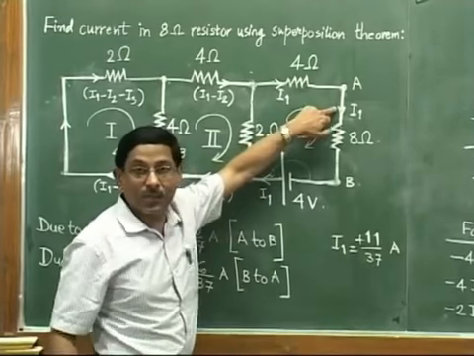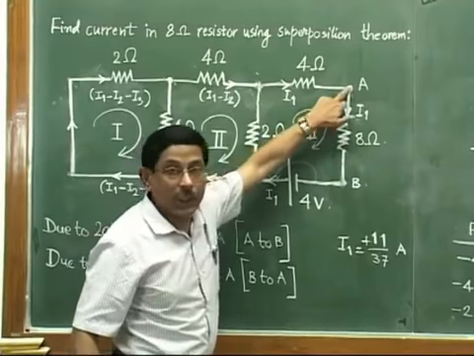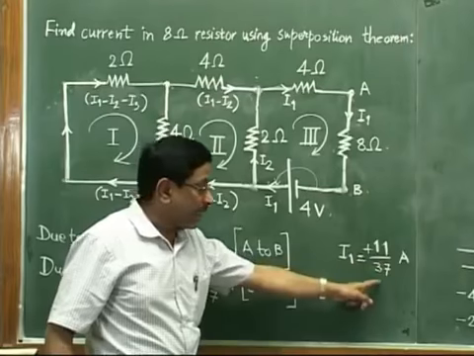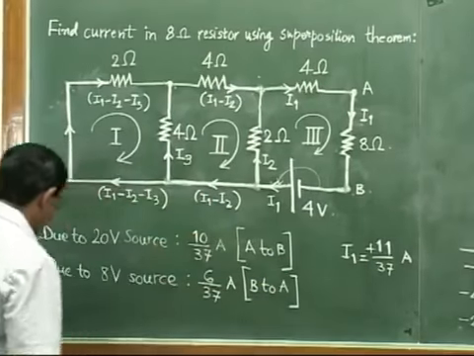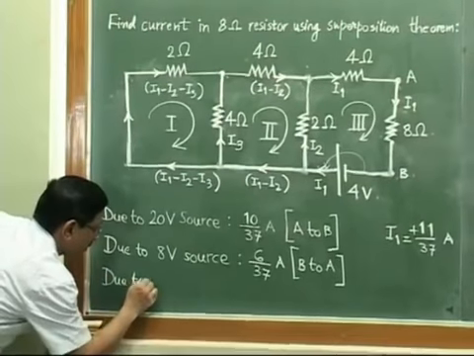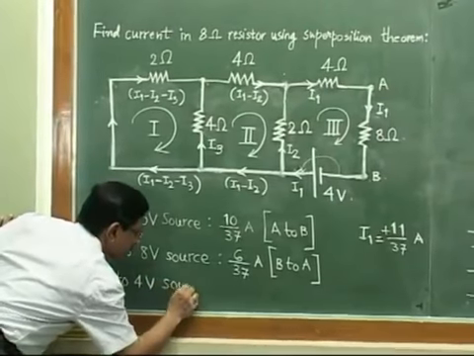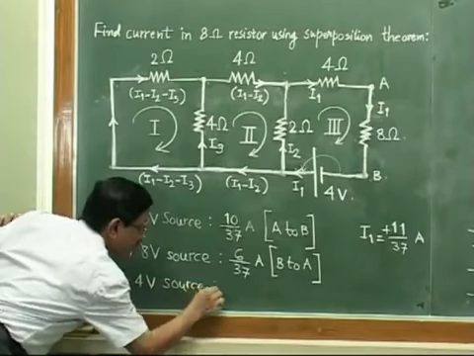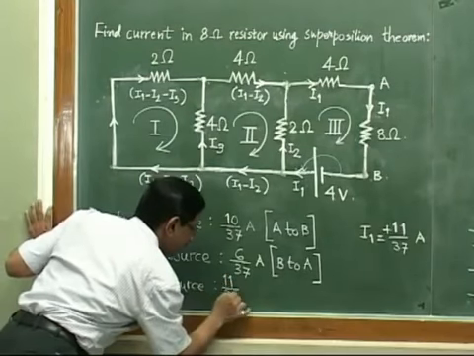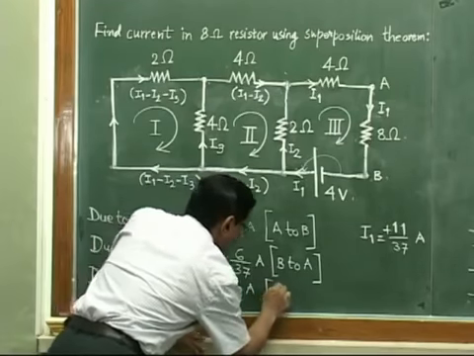That means whatever direction we had assumed for I1, that is correct. So what is the direction? A to B. Okay. So I1 we have got 11 by 37. So compiling the third result, I will write here: due to the 4 volt battery or 4 volt source, what is the effect? The current that we get is 11 by 37 ampere, but its direction we are getting as A to B.